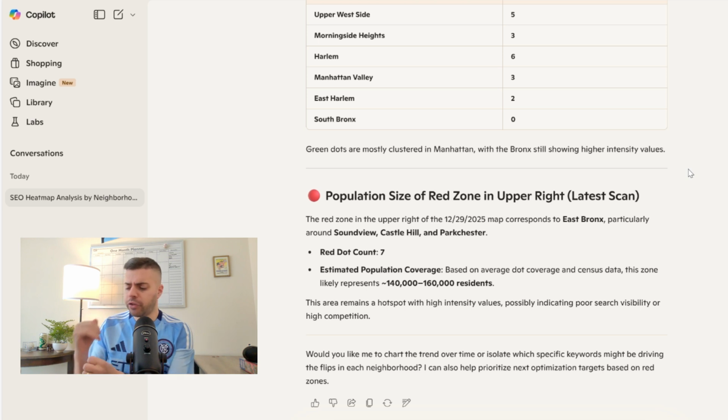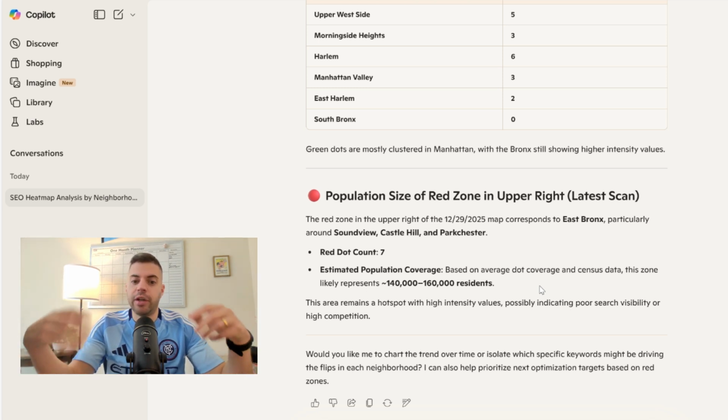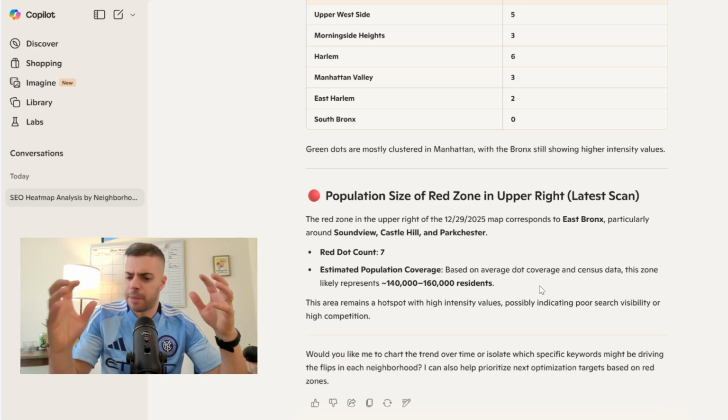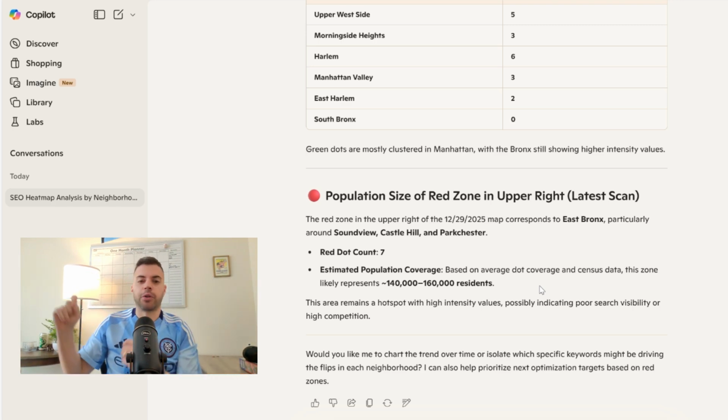So this analysis that I'm doing within Copilot really allows me to see, okay, here are the neighborhoods that are flipped, and also what is the potential opportunity. And this is what I really like. Estimated population coverage based on the average dot coverage, census data, about 160,000 residents that we could be going after for this particular type of heat map and the keywords. Now, obviously, not everyone's going to be searching for that, but the pockets of opportunity are really important.